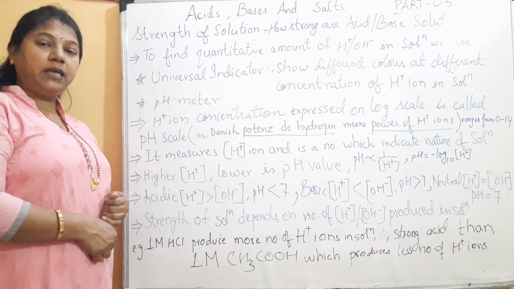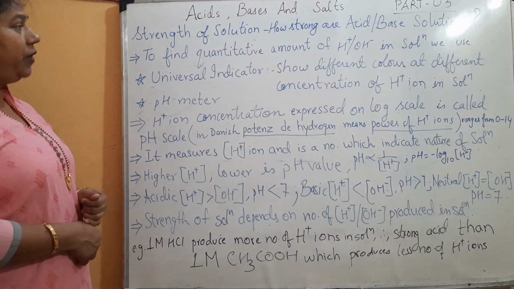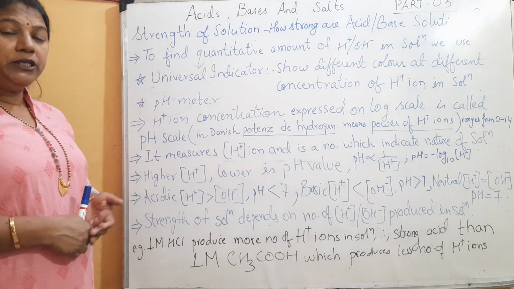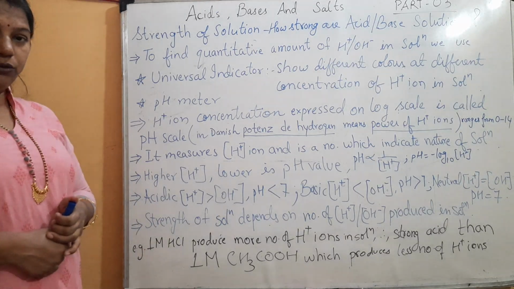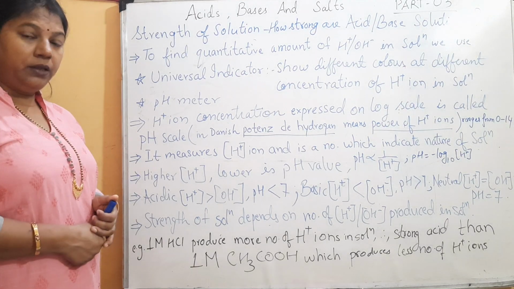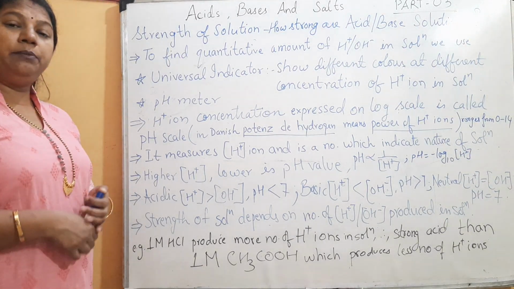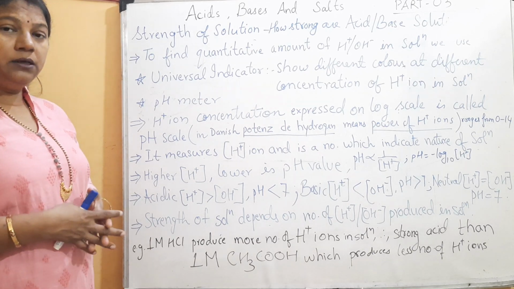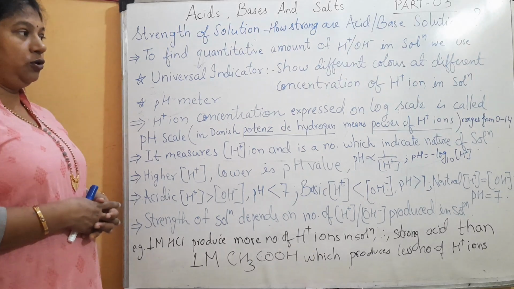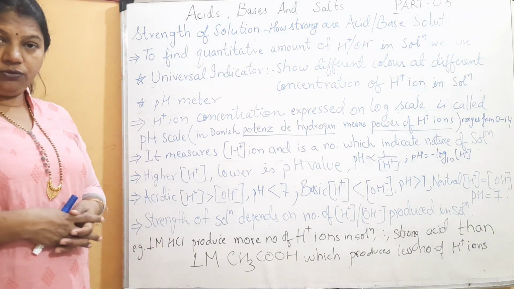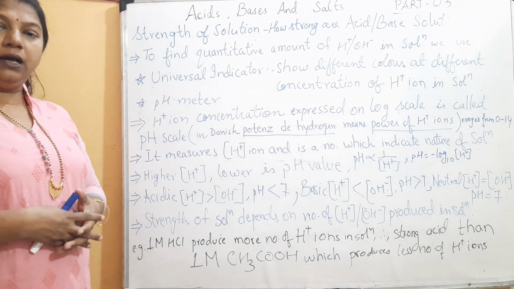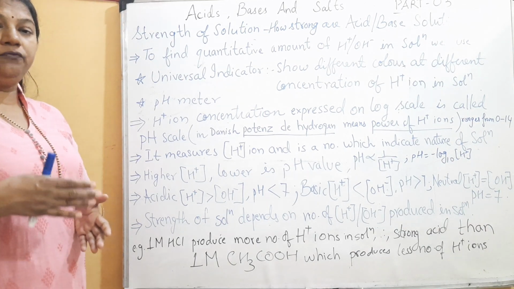To measure the exact strength, or to find the quantitative amount of H+ or OH- ions in a solution, we use a device like universal indicator. Universal indicator is a mixture of several indicators and it shows different colors at different concentrations of H+ ions in solution. Or simply we can say it shows different colors at different pH values.